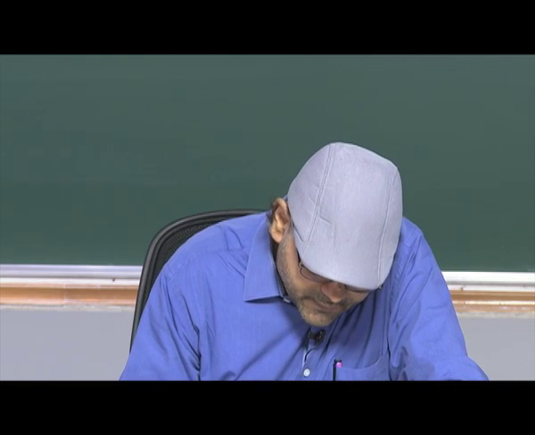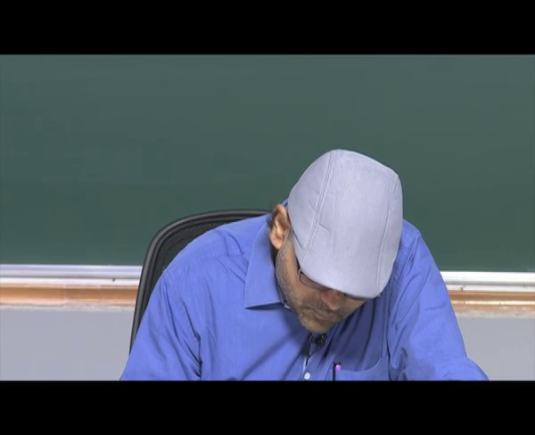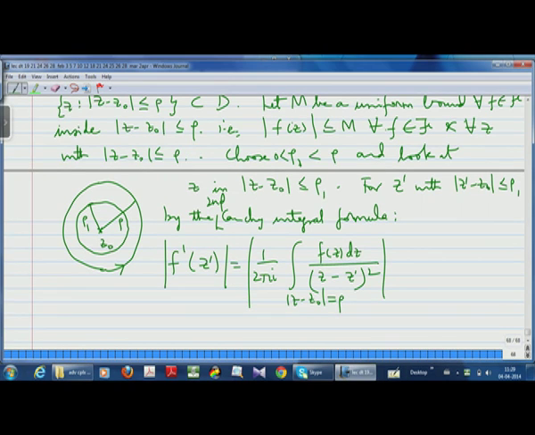So what is this? The modulus of this will be the modulus of this, and the modulus of the integral is less than or equal to the integral of the modulus. It's less than or equal to the maximum of the modulus of the integrand as the variable of integration varies over the region of integration, multiplied by the length of the contour.